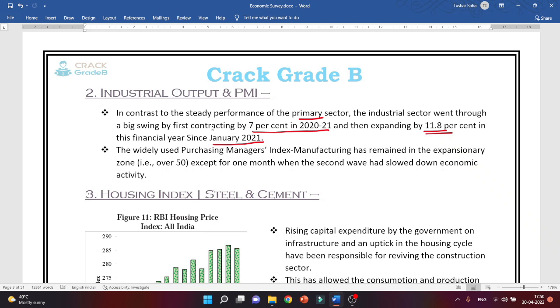So see, whatever I tell you is an assessment from the Economic Survey, but what you see on your screen is the very important data. So both are important: what you see on your screen and what I tell you in the audio, right? Now, the widely used Purchasing Managers' Index, meaning PMI, has remained in the expansionary zone, that is over 50. I think you know that PMI above 50 shows growth and below 50 it shows slowdown, except for one period when the second wave slowed down economic activity. That is what I told you.